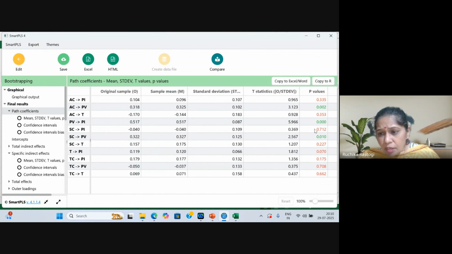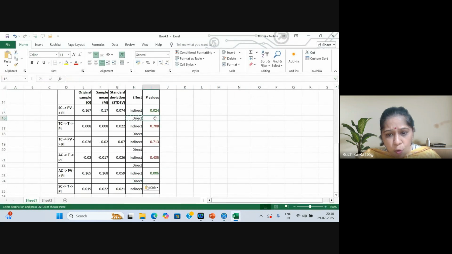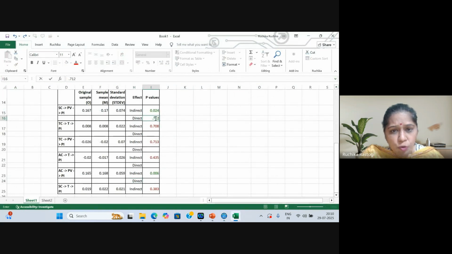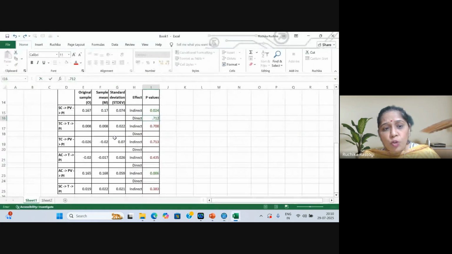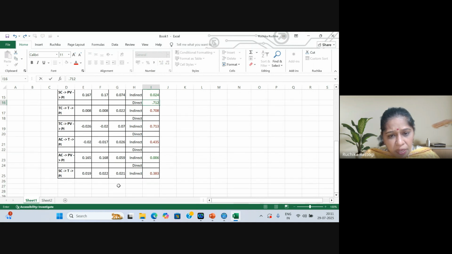It is 0.712. So 0.712. This will come twice. If you look at the model, SC to PI was connected twice, one through PV and one through T, by these 2 mediators. So just look here, SC to PI will be somewhere else also. Yes, it is here. SC to PI. So I will write the direct value here also. What was the value? 0.712.